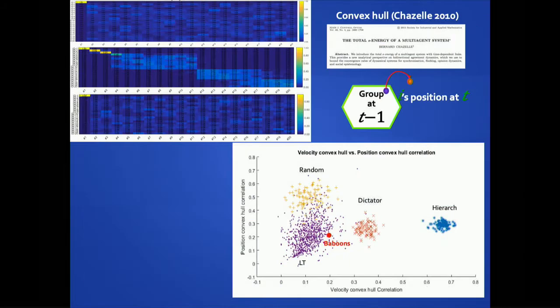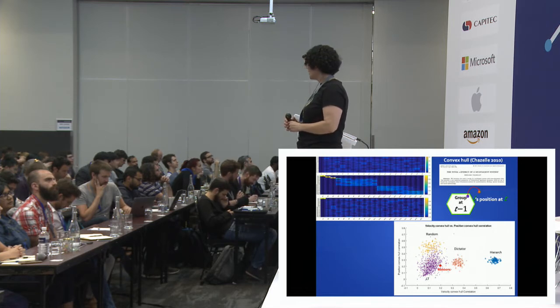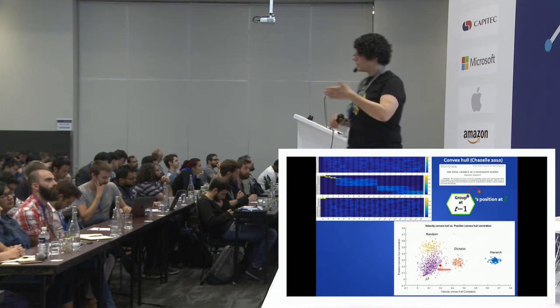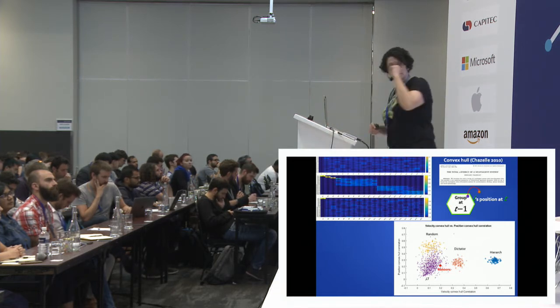So not only the PageRank and the order of PageRank as different features for your models, but you can also look at, and I'm happy to talk a lot more about why we looked at it, the convex hull and which individuals break the convex hull. Who are the individuals who move outside of the convex hull of the position of the rest of the group, or the velocity, or the direction angle. So those are also good features, it turns out, to look at.